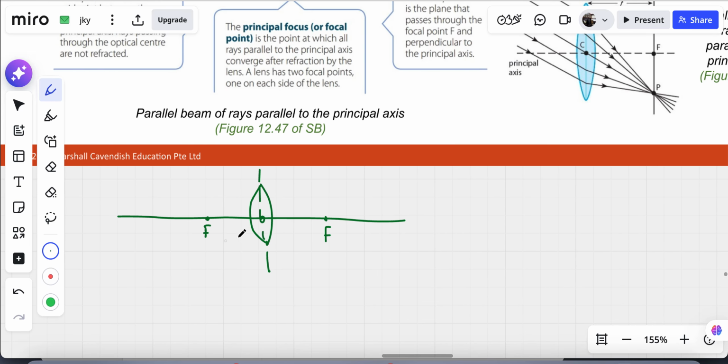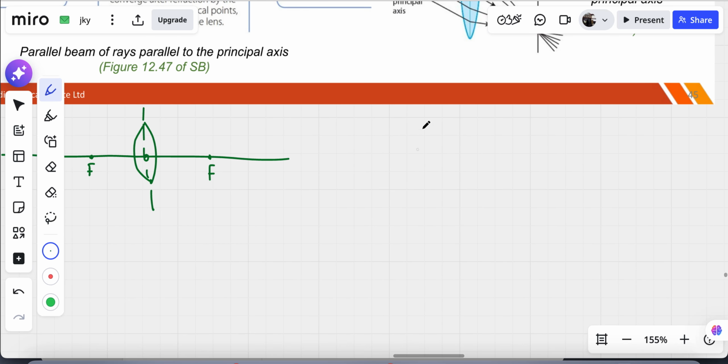Now, we need to know three rays that will enable us to draw an image in a lens. First, when a ray of light is parallel to the principal axis, this long horizontal line, a ray of light that is parallel to the principal axis will what? It will be refracted to pass through the focal point.